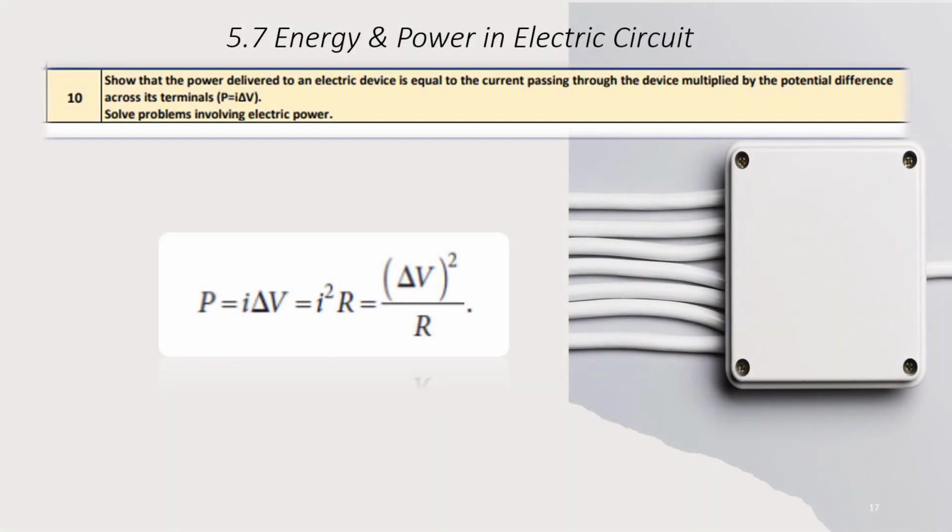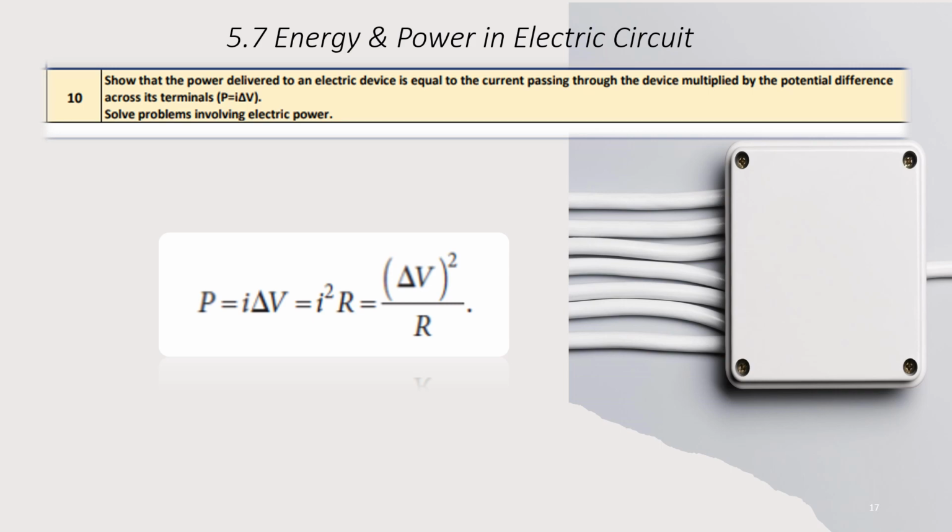So we continue with bullet number 10. It's about energy and power in an electric circuit. For the power, we have three equations. The power could be the current multiplied by the voltage, or the current squared multiplied by R, or delta V squared over the resistance. We need to show that the power delivered to an electric device is equal to the current passing through the device multiplied by the potential difference across its terminals. So we need to use this equation where power is equal to I delta V.